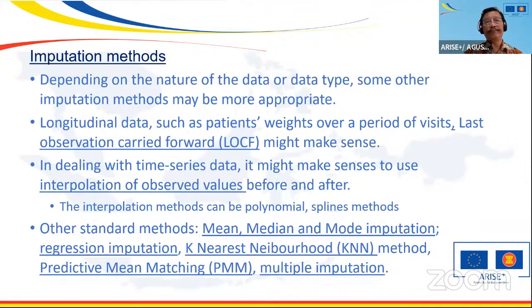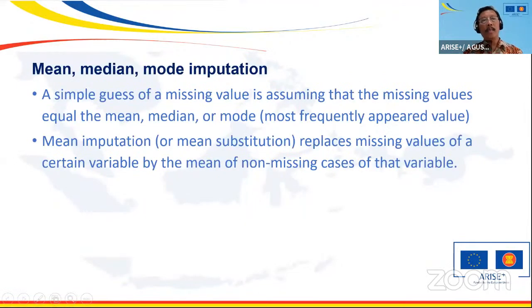And then in dealing with time series data, we will also see later how to handle missingness in time series data. Interpolation normally works. And then there are the methods: mean imputation, median imputation, mode imputation, regression, then KNN, the K nearest neighbors, multiple regression, multiple imputation, we'll see later. Mean, median, and mode.